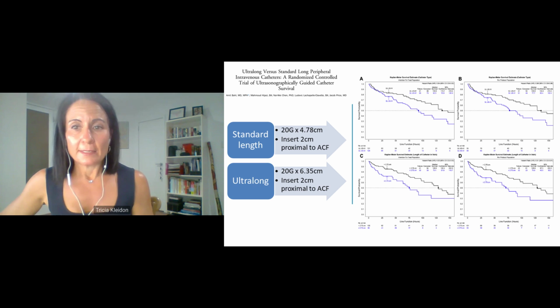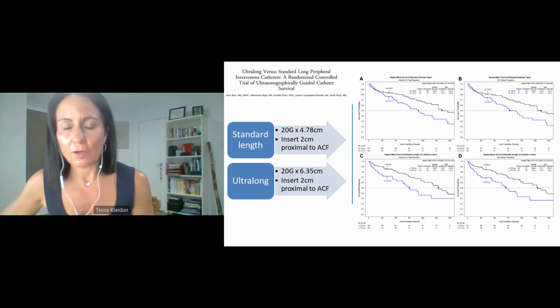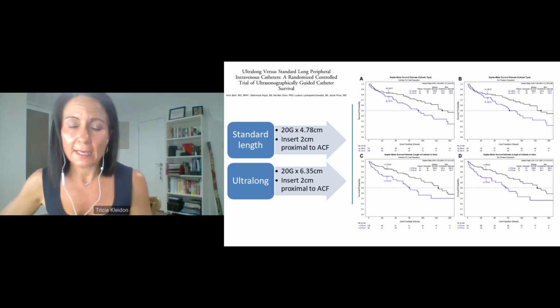As you can see, the ultra-long or the long PIVC had a significant increase in survival compared to the standard catheter group. And the median survival duration in the ultra-long or the long catheter group was 136 hours. And again, the terminology I'm using is what they referred to in their study. But if you look at the actual catheter lengths in the study, the ultra-long catheter was just longer than the standard catheter. And so, again, this is really important to get our terminology correct.